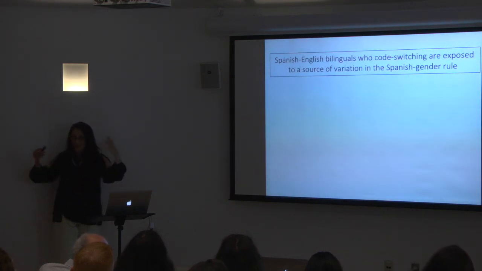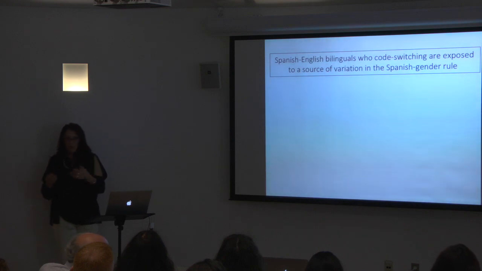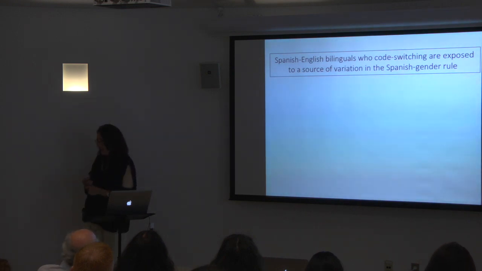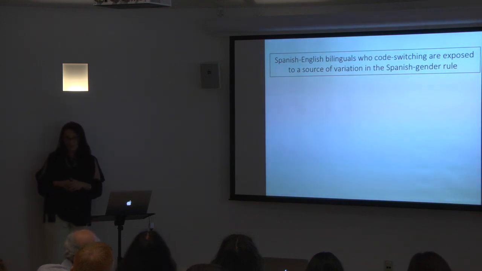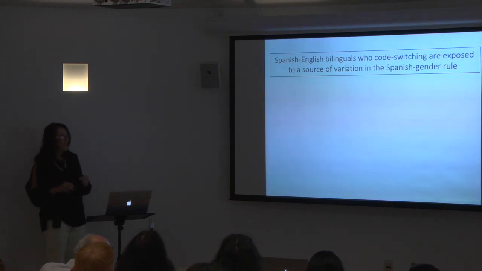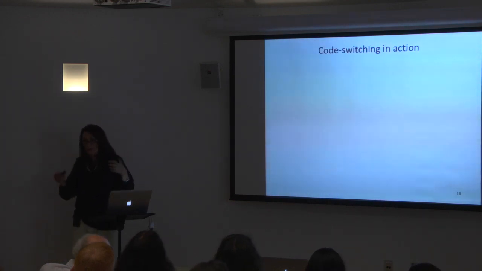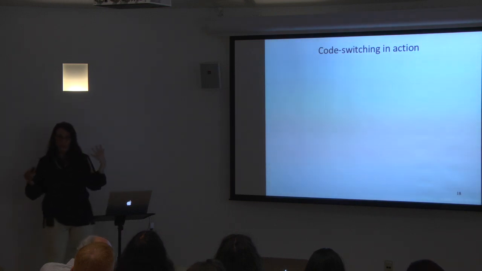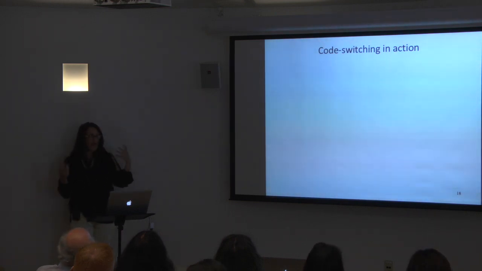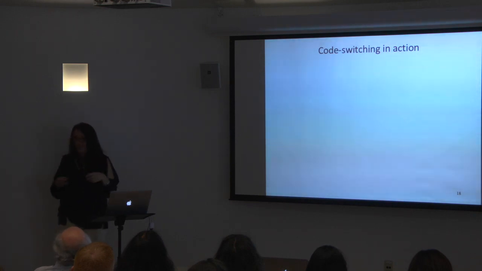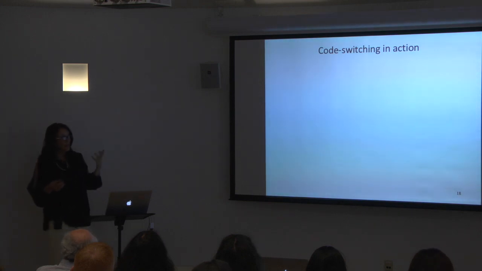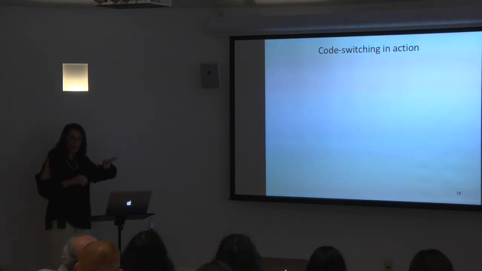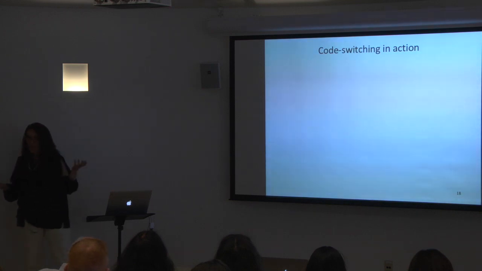All right. And so what we did was, given this fact, we wanted to look at what Spanish-English bilinguals do when they are exposed to a source of variation in this particular grammatical rule. The source of variation is speech while bilinguals code switch, and code switching is a particular form of bilingual speech that is characterized by a smooth alternation between two languages in bilingual discourse.